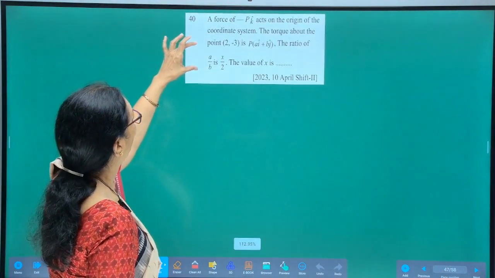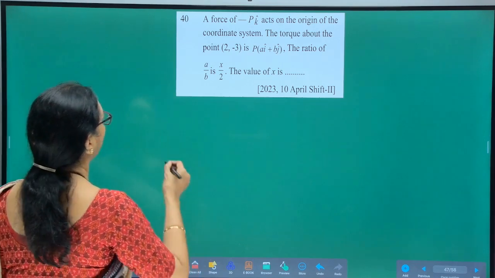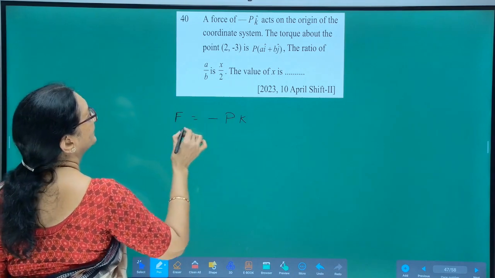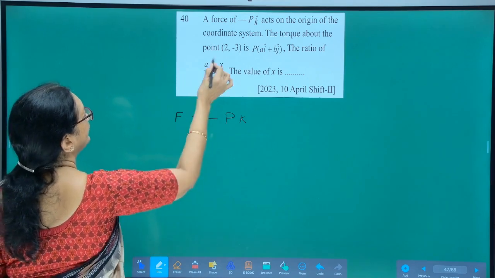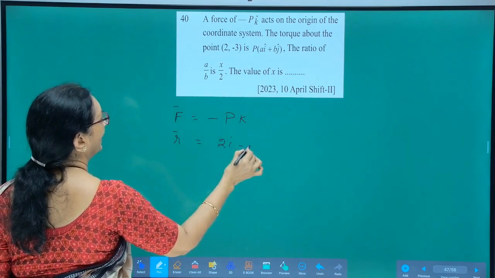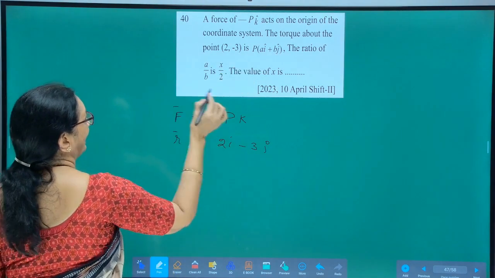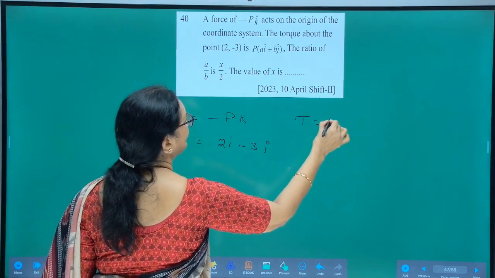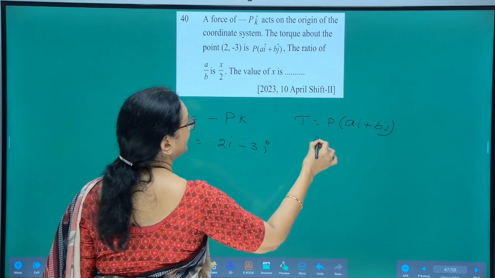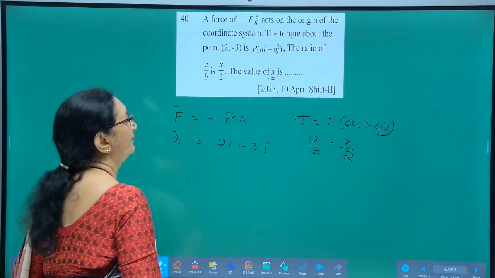Look here, a force of minus p k bar acts on the origin of the coordinate system. Force is given as minus p k cap. The torque about the point 2, minus 3. So r bar is equal to 2 i bar minus 3 j bar. Okay, so torque is given as P into (A i plus B j). The ratio A by B is given as x by 2, and we are supposed to find the value of x.